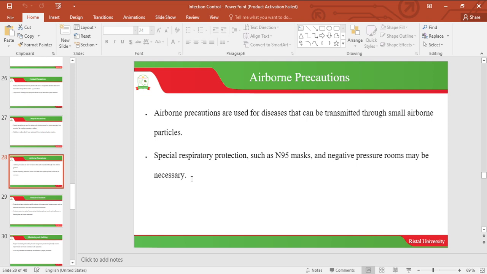Airborne precautions. Airborne precautions are used for diseases that are transmitted through small airborne particles. Special respiratory protections such as N95 masks and negative pressure rooms are necessary.